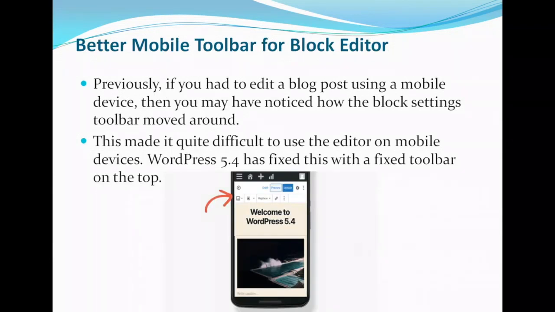Now the next point is a better mobile toolbar for the block editor. Previously, if you had to edit a blog post using a mobile device, then you may have noticed how the block settings toolbar moved around. Previously when we went from desktop to mobile device, the design changed. This made it quite difficult to use the editor on a mobile device in the previous version, but now the WordPress 5.4 version has fixed this with a fixed toolbar on the top.